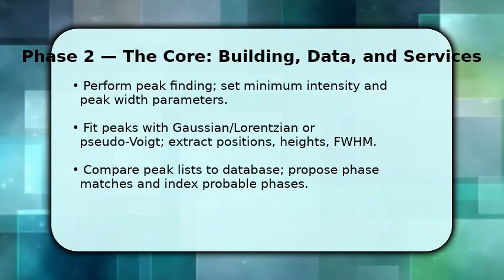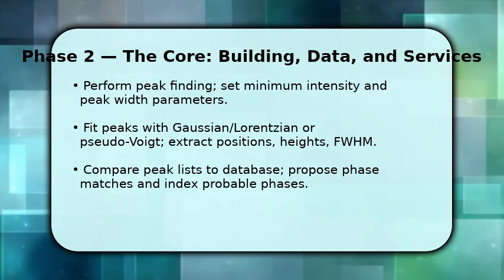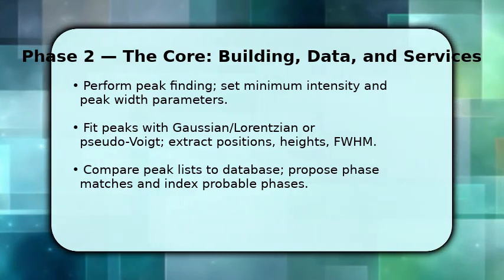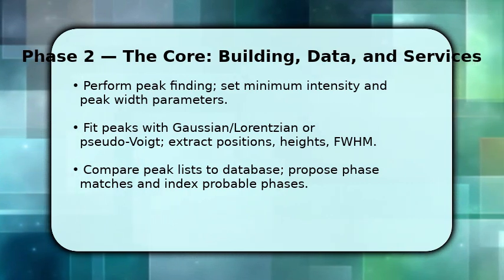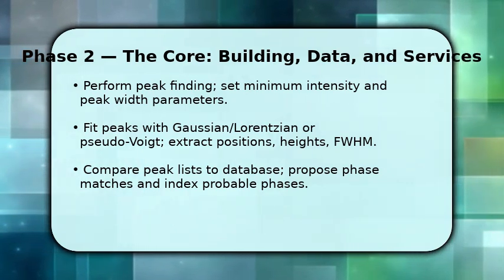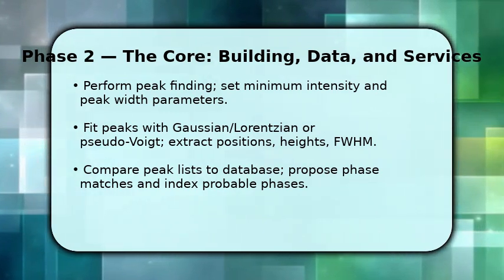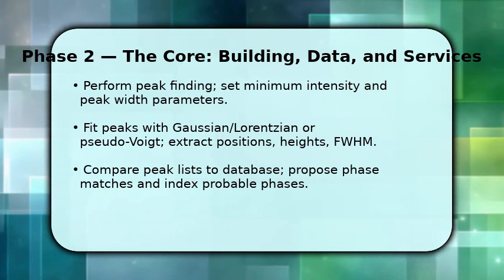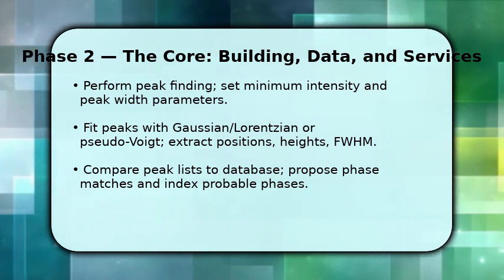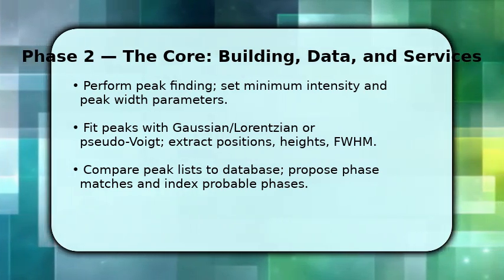You now focus on peaks. Detect peaks with sensible thresholds and a realistic width range, because missed peaks ruin phase identification. Then fit each peak with Gaussian, Lorentzian, or pseudo-Voigt shapes to get positions, heights, and FWHM. These parameters tell you crystallite size and strain trends.